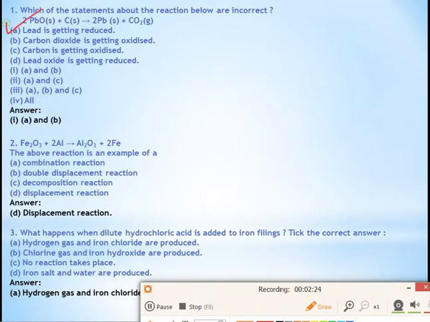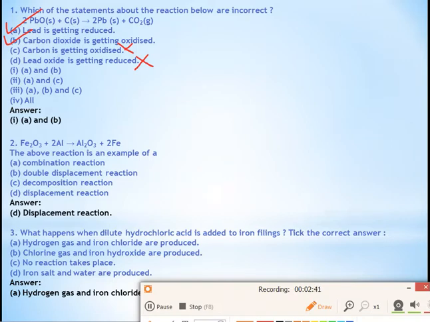Correct, lead is getting reduced. This is the correct one. Carbon dioxide is getting oxidized. Yes, it is also correct. Carbon is getting oxidized. No, this option is not correct. Lead oxide is getting reduced. No. After that we have 1, 2, 3, 4, 4 options given. We have to put a tick mark on the option which is correct.